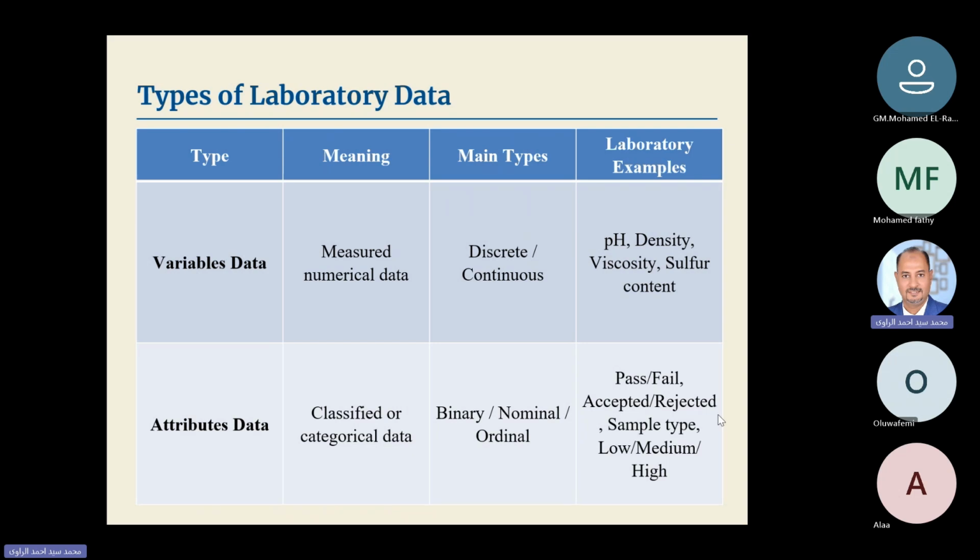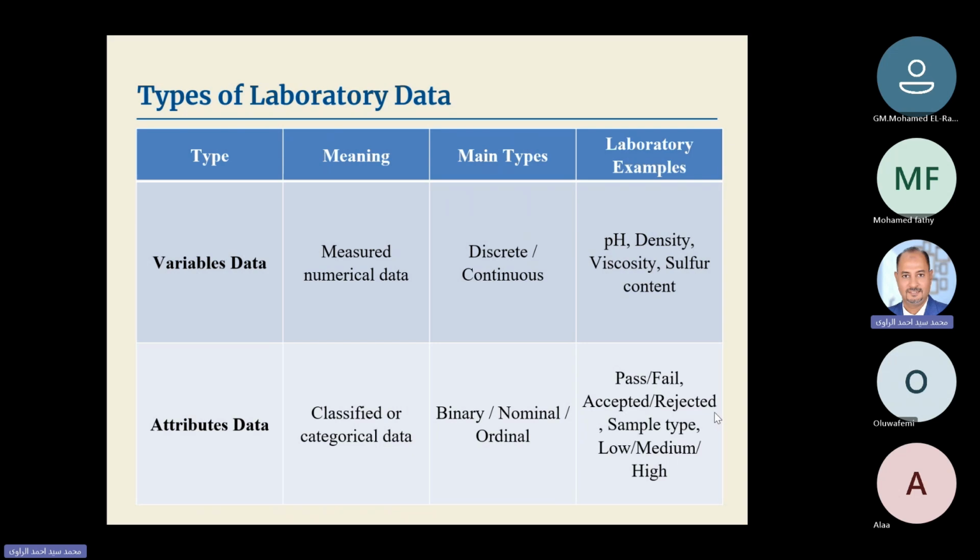Nominal data are categories or names with no natural order or ranking. For example, if we have water samples, we have different types like drinking water sample, wastewater sample, seawater sample, cooling water sample. All these samples are called nominal data. Also, we have ordinal data. Ordinal data are categories that have a clear order or ranking, but the difference between the categories is not necessarily equal.